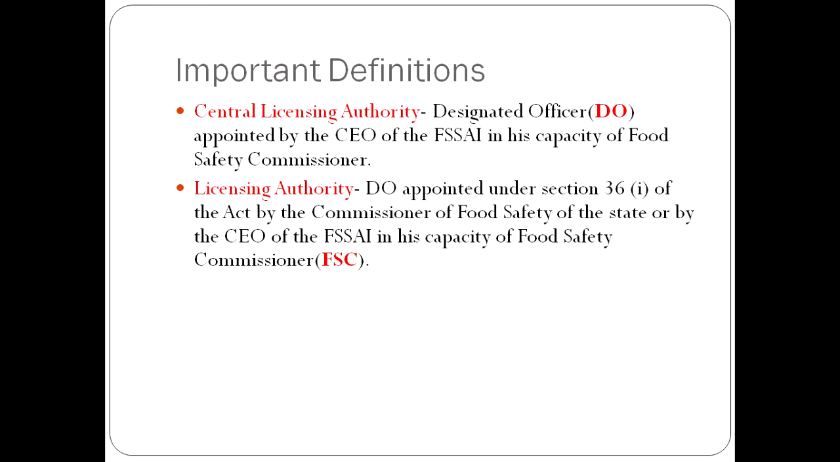Section 36 of the Act, by the Commissioner of Food Safety of the state or by the CEO of FSSAI in his capacity of Food Safety Commissioner. So kindly try to remember this one, that is section 36(1). So licensing authority is appointed under section 36(1) of the Act by the Commissioner of Food Safety of the state, otherwise by the central government, that is the CEO of FSSAI.